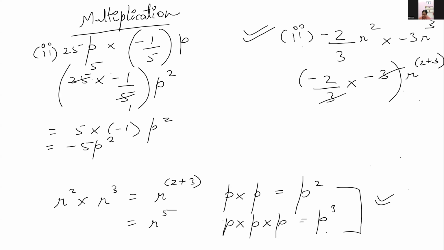Ma'am, the answer is minus 2r5? No, minus 2r raised to the power 5. Okay, correct, but it is plus. How? See this minus, minus sign I'm having. Minus into minus, I can make it cancel like this, so it becomes plus. So I can write it 2r raised to the power 5. Okay, like this we can write it.